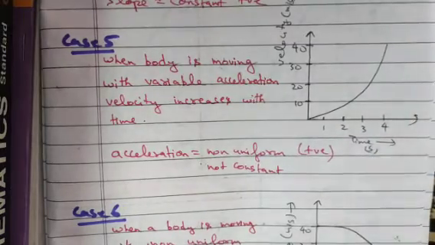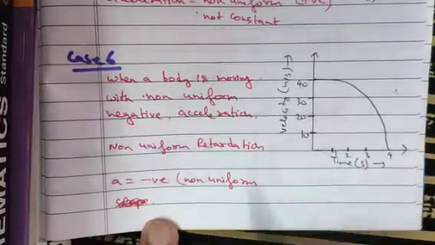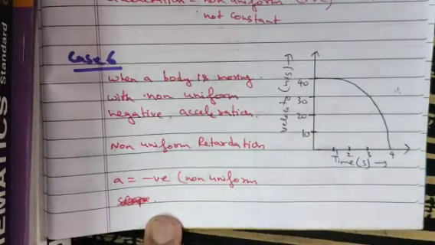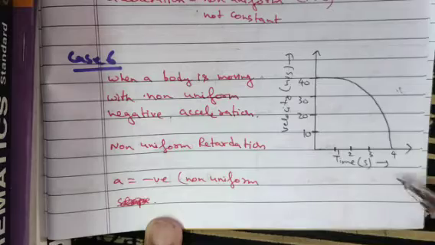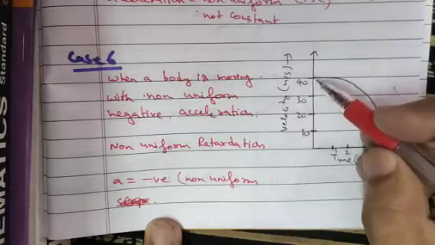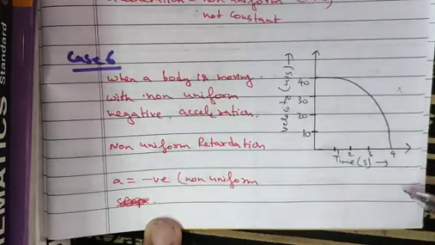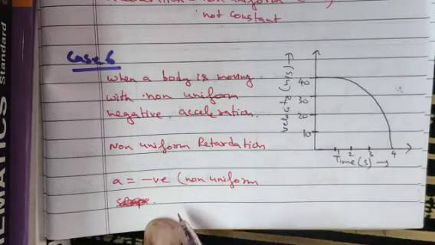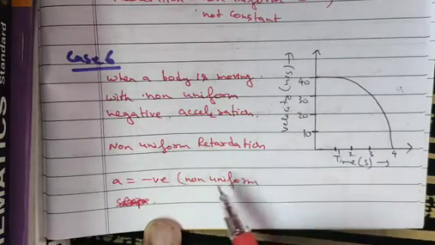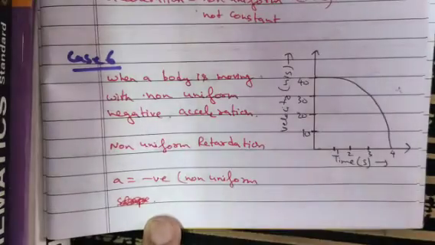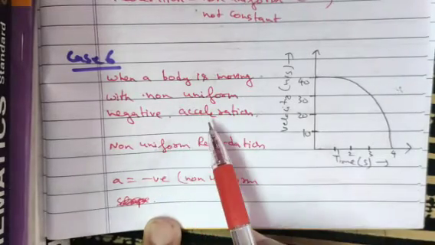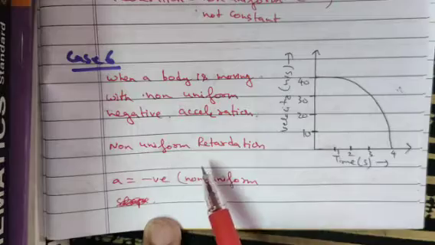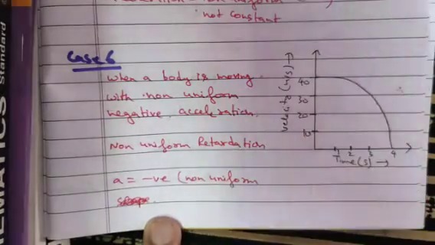Okay, not constant. Next one, when a body is moving with non-uniform negative acceleration. When a body is moving with non-uniform, means variable acceleration, slope of curved graph is there, so it will be variable, slope will not be constant, and it will be negative. Slope will be negative. Okay, so this is a case of non-uniform retardation. So when a body is moving with non-uniform negative acceleration, or non-uniform retardation, graph will be like this.